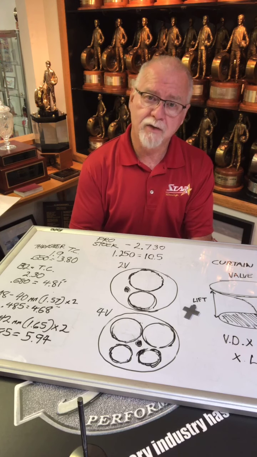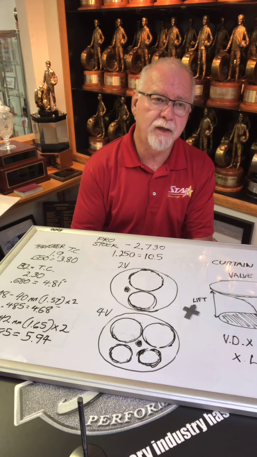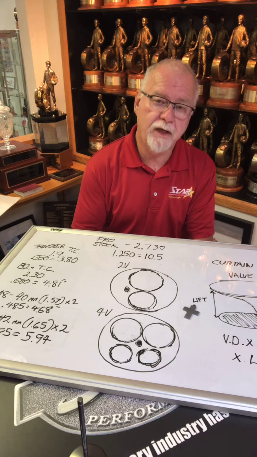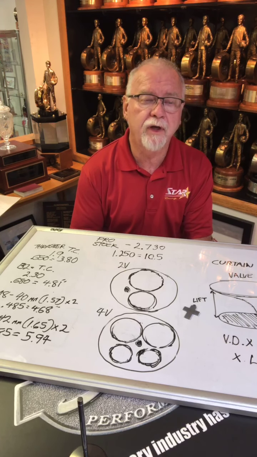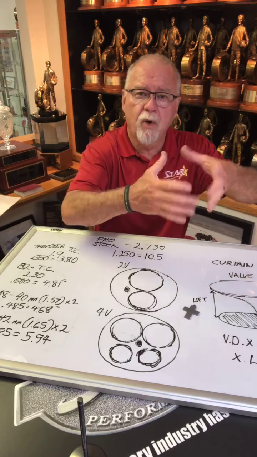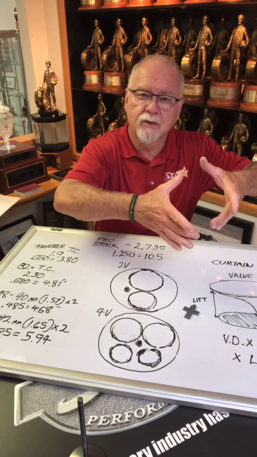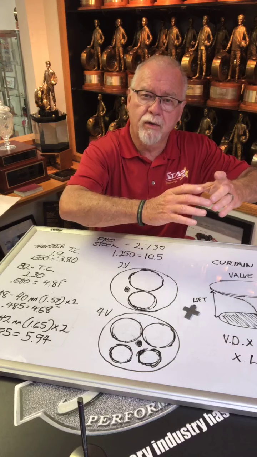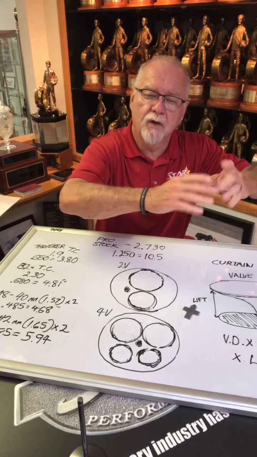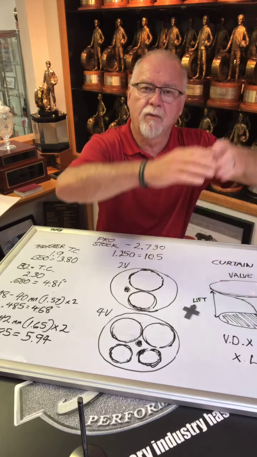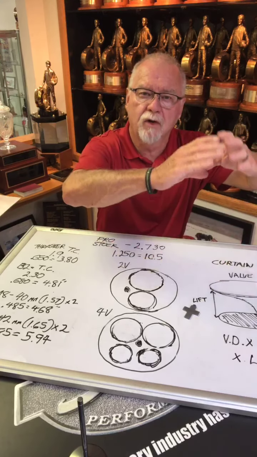So that static deck height will be whatever you set on the bench or in the bike, and then when you're going down the road, it's going to be closer than that. Now also, the bigger the bore, you guys, the more it rocks. The more it rocks, the more the piston hits the head when it rocks over. It's going to rock over. When it comes up, rocks over, goes back down.